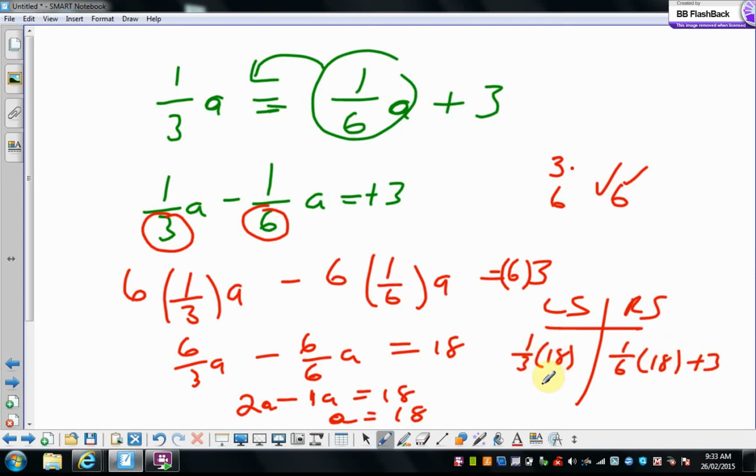1/3 times 18 is 6. 1/6 times 18 is 3. Plus 3 is equal to 6. Got to mess around with the right side this time, and left side is equal to right side. Okay, so that's everything. That's a little bit tricky.